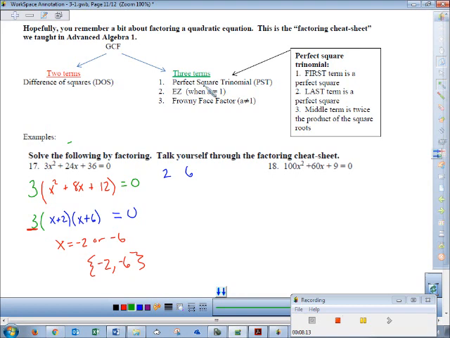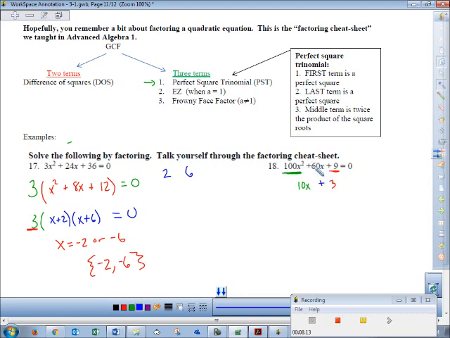Since there are 3 terms, the first thing to check for is a perfect square trinomial. So let's see, is the first term a perfect square? Yes. 100x squared, the square root is 10x. Is the last term a perfect square? Well, yes, that'd be a 3. Bring the sign from the middle on down.